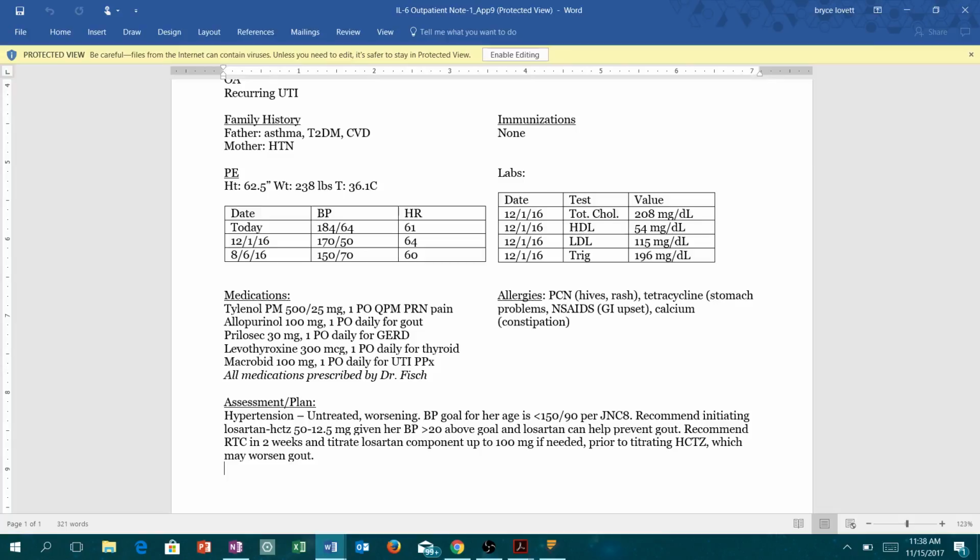So my recommendation would be Losartan with hydrochlorothiazide, 12.5 milligrams. Our goal is to get to less than 150/90 per literature, for those patients. Alright, that sounds good.